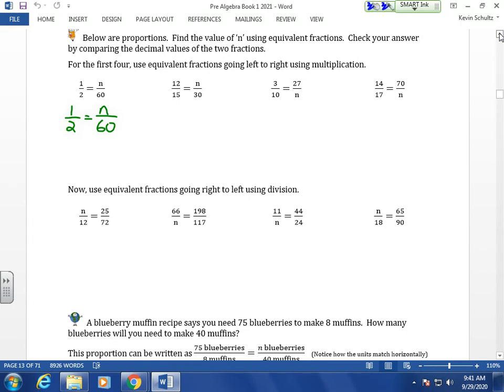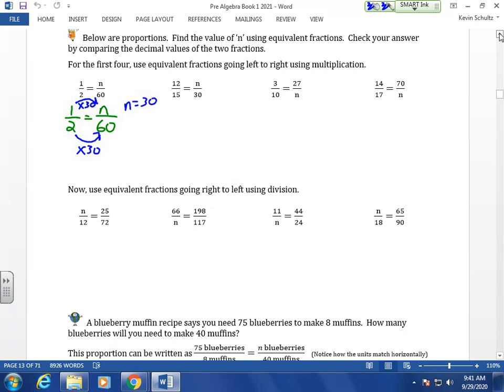And why 60 divided by 2? So we're talking about scale factors here, right? We're looking for the relationship between 2 and 60. Okay? 2 times 30 equals 60. So to get n, what do we have to do to 1? Multiply by 30. Right? And we get n to equal 30.